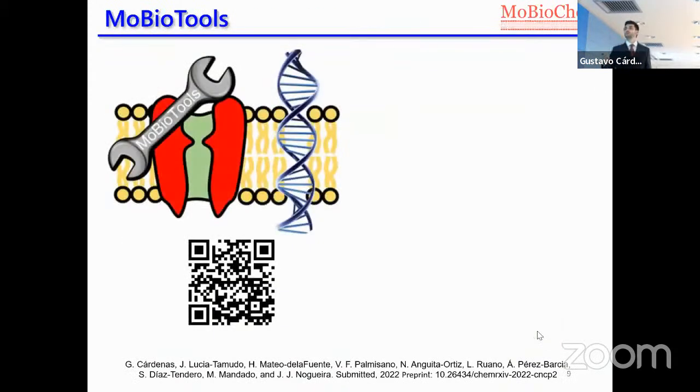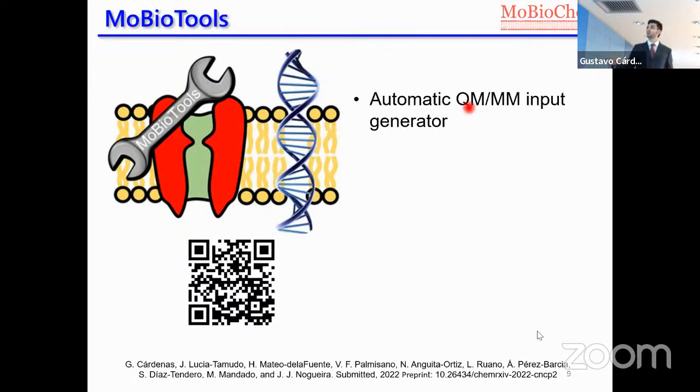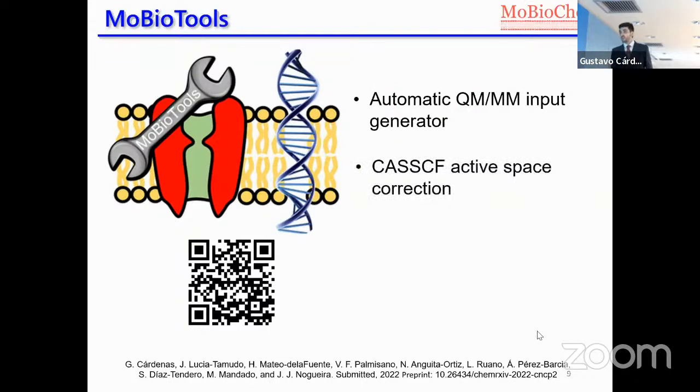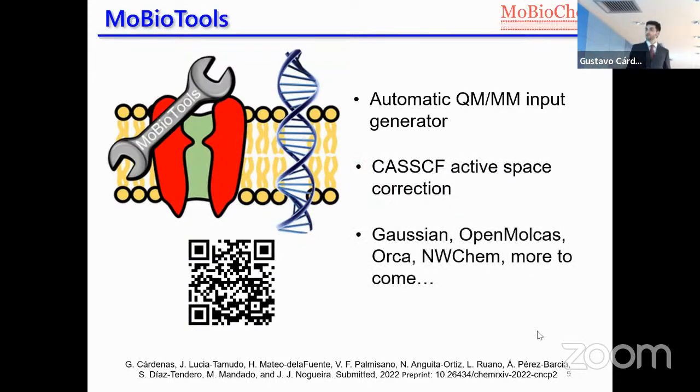Now, Mobile Tools. What does it do? As I said before, it is an automatic quantum mechanics, molecular mechanics input generator. It also features this KCCF active space correction on an ensemble of geometries. For the time being, it is interfaced with this software here. But of course, it is still under development, and there are going to be more interfaces yet to come.